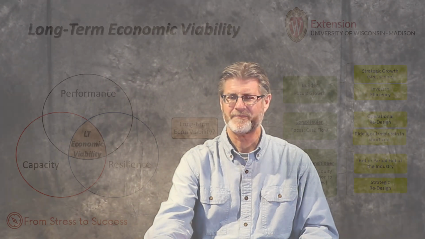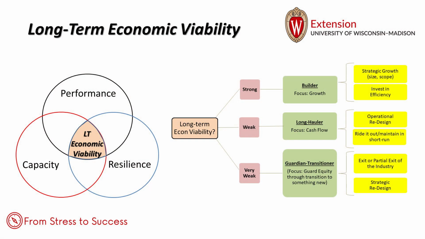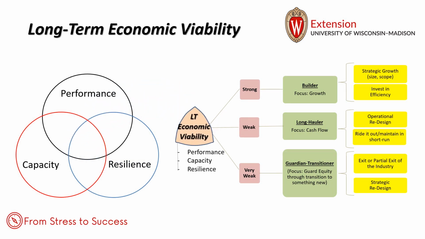Let's get started. In the last video, the components of long-term economic viability were defined as performance, capacity, and resiliency. As the visual shows, analysis of long-term economic viability helps identify which camp a business may be in, where the camp is a classification that indicates future strategic directions that are supported by the business's current economic realities. The camps are named builder, long hauler, or guardian transitioner. This video delves into how to analyze the first of these three components, performance.